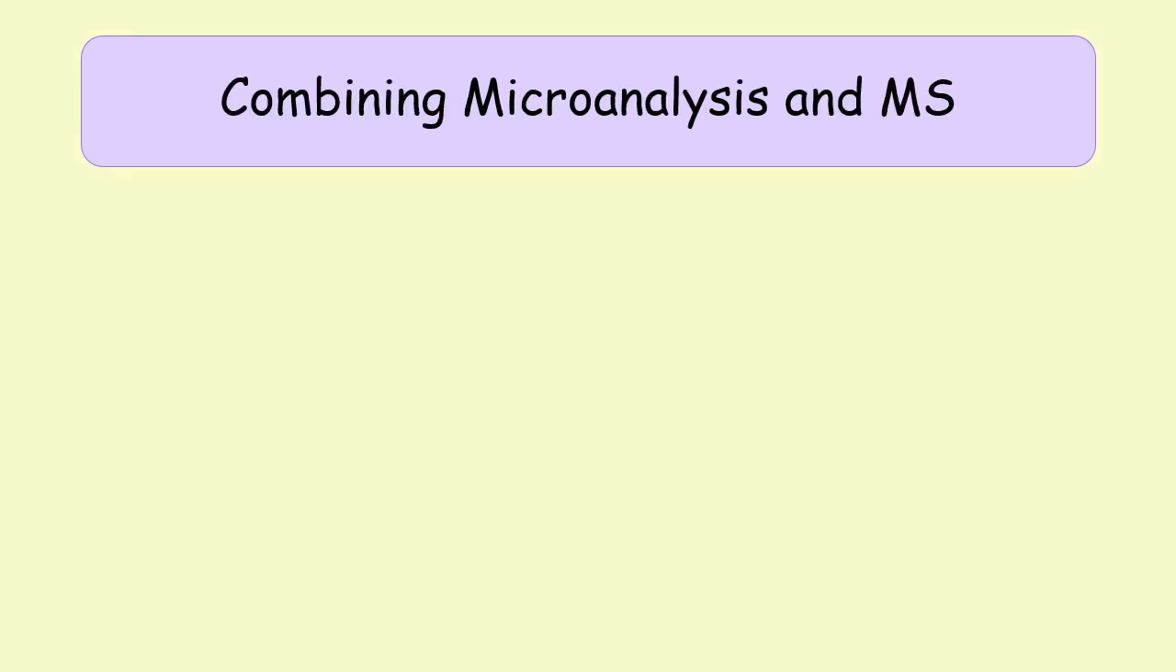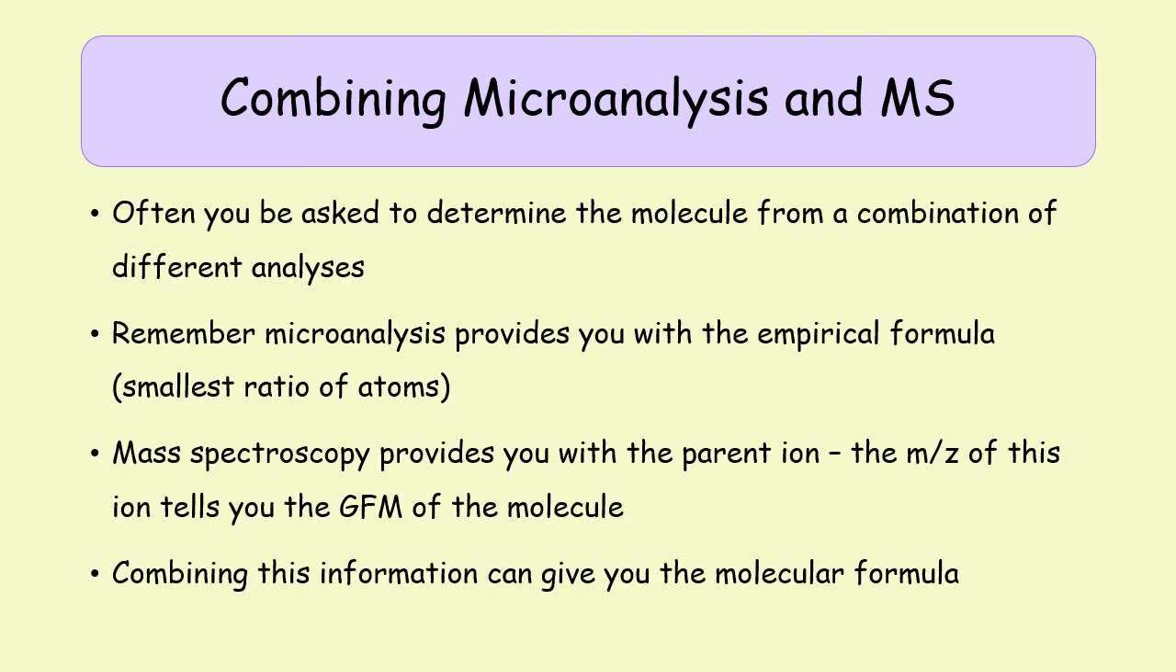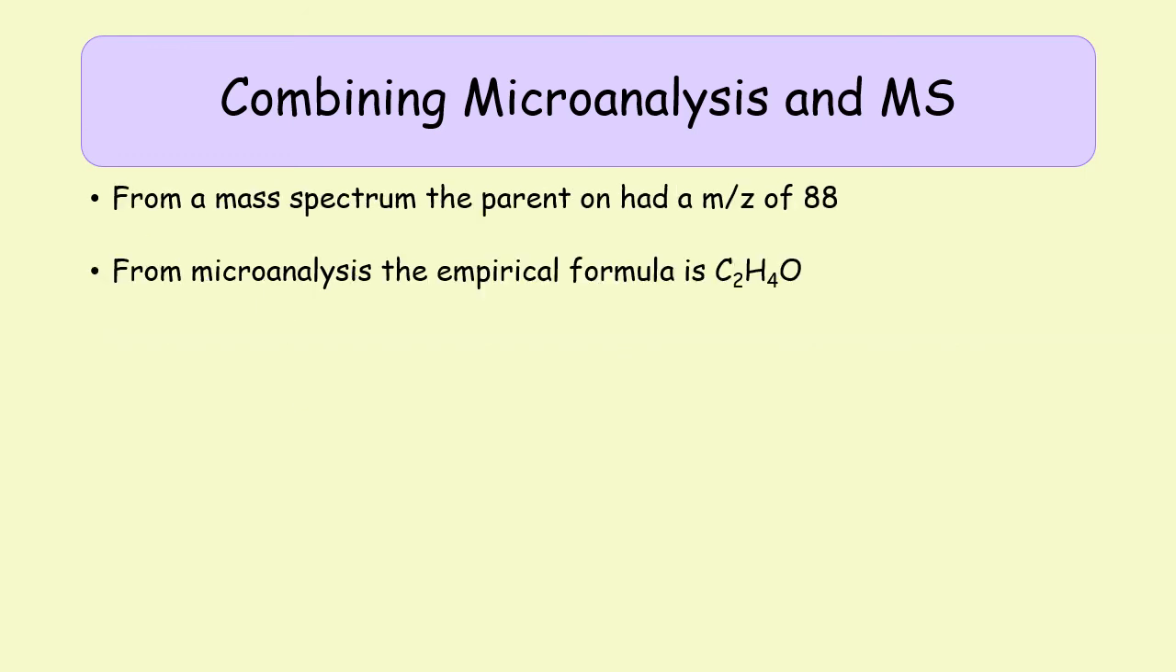Now, often what you will do is you'll need to combine your microanalysis, that's where you've worked out the empirical formula, and your mass spectrometry, where you know the GFM, to allow you to then work out the chemical formula. So microanalysis tells you the empirical formula, mass spectrometry gives you the GFM of the parent ion, and you can combine this information to give you the molecular or chemical formula.